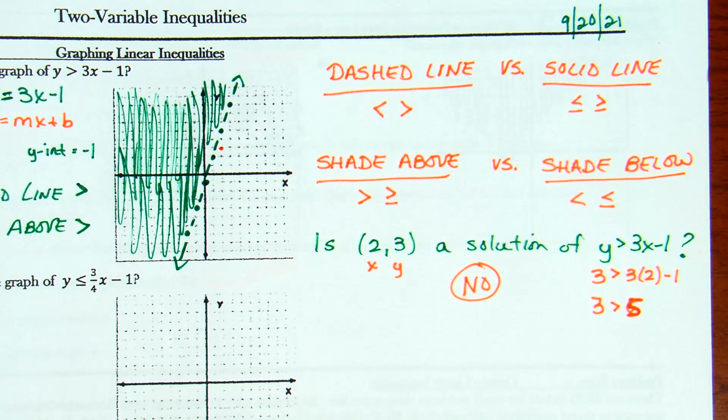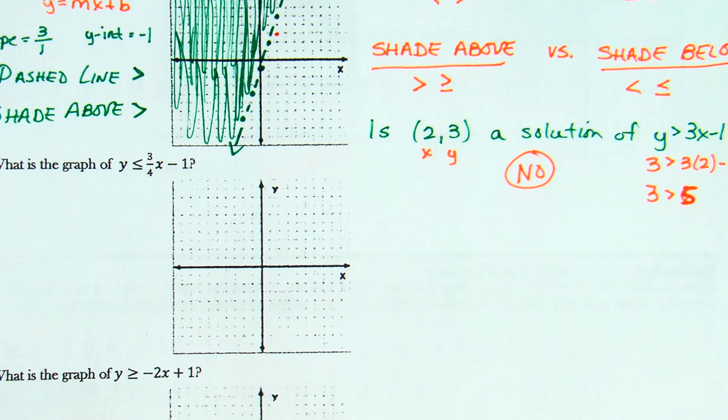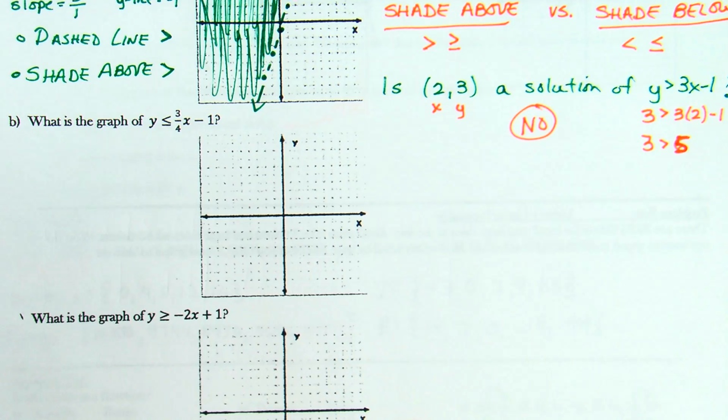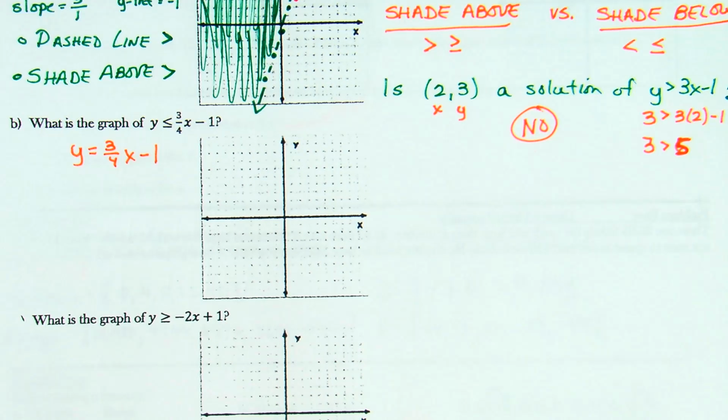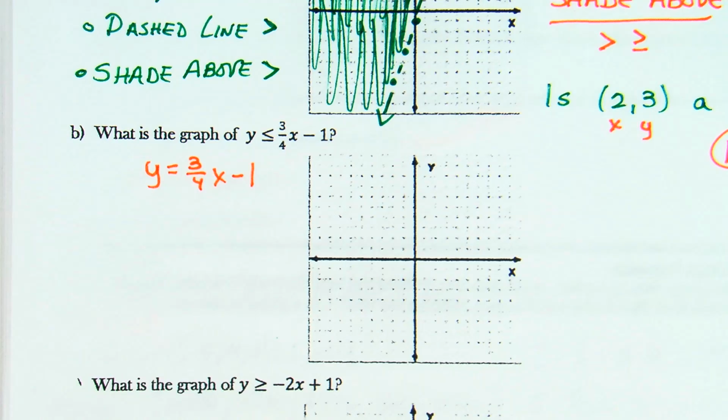Okay, let's see. Let's practice with B. I might skip C, and I have a couple other side examples I want to throw in, but let's practice with B here. What is the graph of y less than or equal to 3/4 x minus 1? I will say the first thing I'm always going to say: ignore the inequality. Think of this as y equals 3/4 x minus 1. So when I go to graph this, I'm not going to think less than, greater than right now. I'll save that for the end.